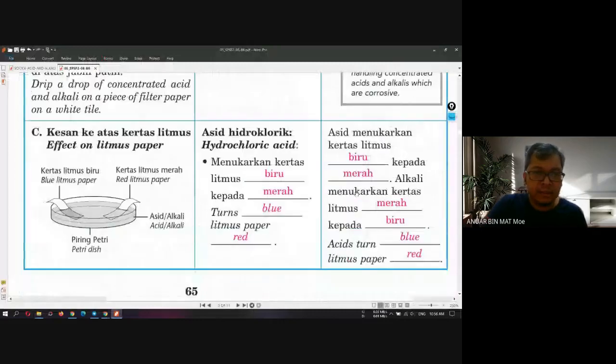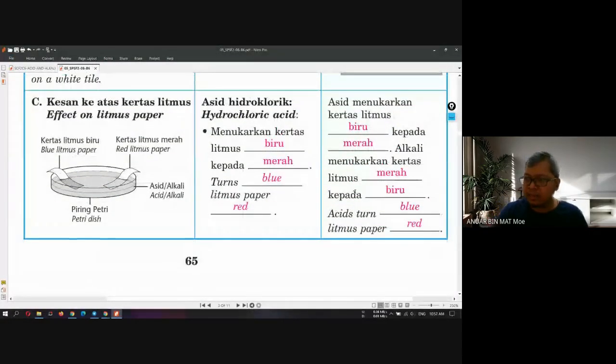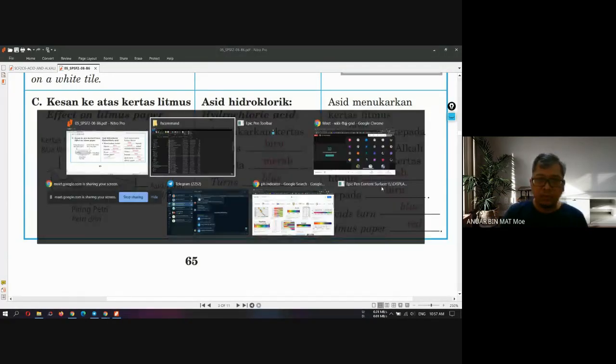And then C, litmus paper. This is the third characteristic. What happens to the acid and alkali when we touch them with the litmus paper? You must remember the color changes. I think it is easy to remember. If the substance is acidic, the color is red. When the substance is alkali, the color will be blue. That's all. C is no problem. Are you with me, class?